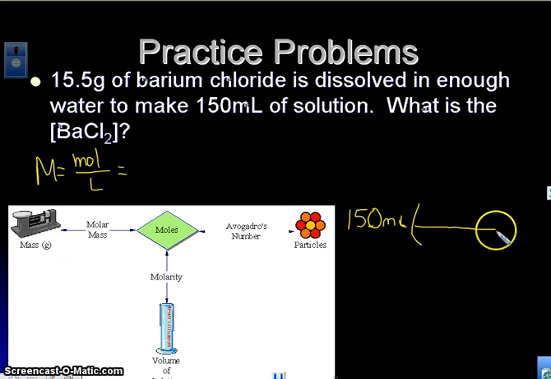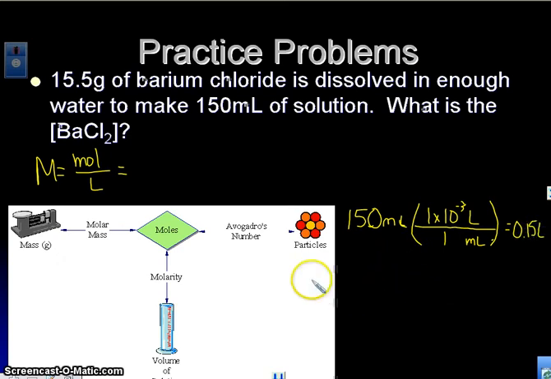So we want to go from milliliters to liters. So we want milliliters on the bottom, and we want liters on the top. And we want to use our scientific notation for milli, which is 1 times 10 to the negative third. It needs to go on the top with the liters because that is our base unit. It's the one without the prefix. And that should give you 0.15 liters.